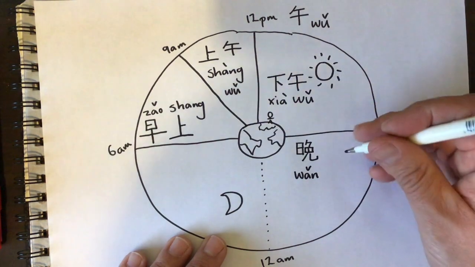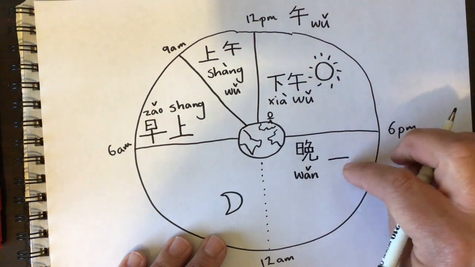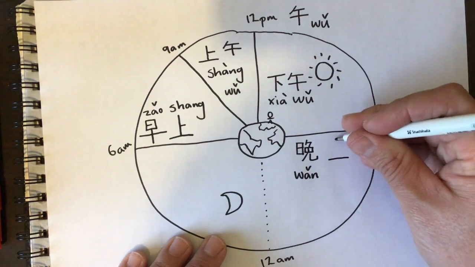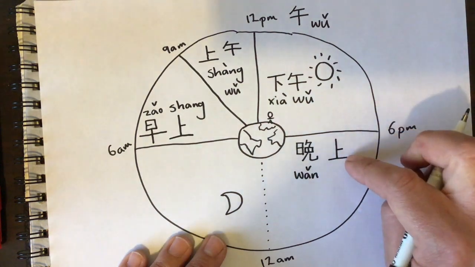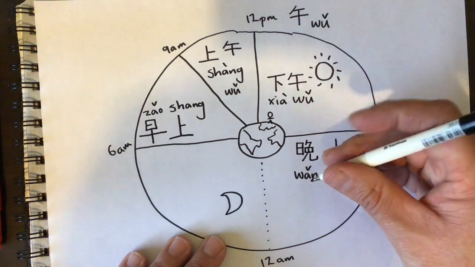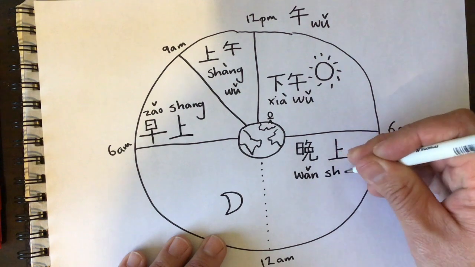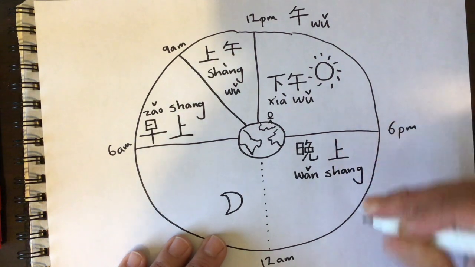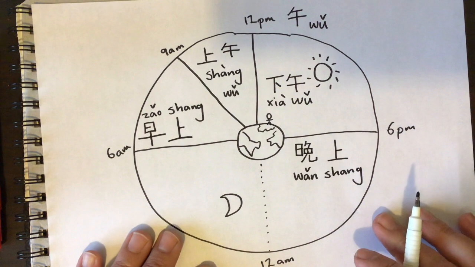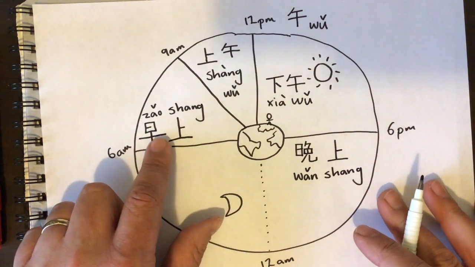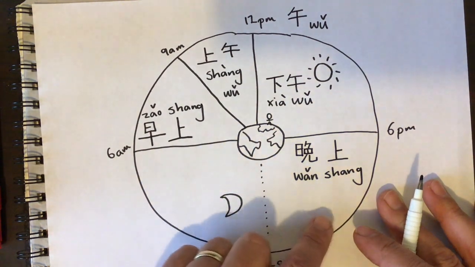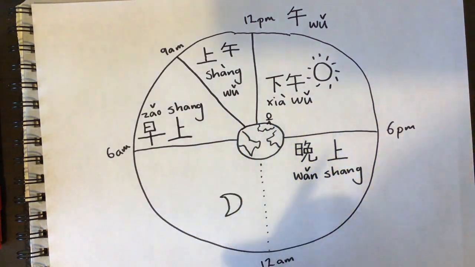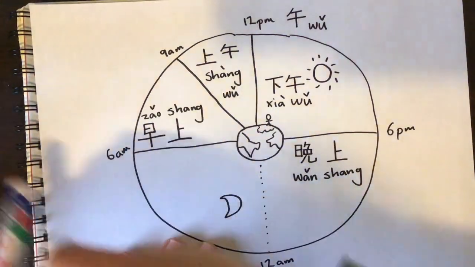And then 晚上, I'm going to have that arrow. Whoops, I did it wrong again. I'm very sorry. I'll start here to line up. I should have done that line, then that line. So, 晚上. Okay, so here are our different segments of the day. 早上, 上午, 下午, 晚上.